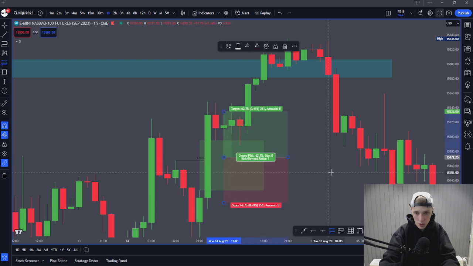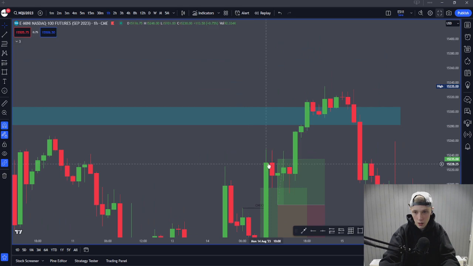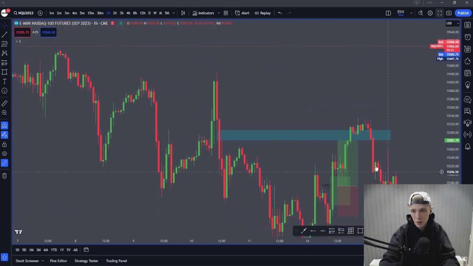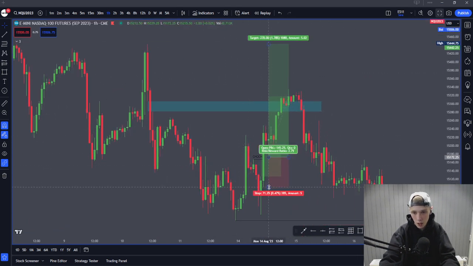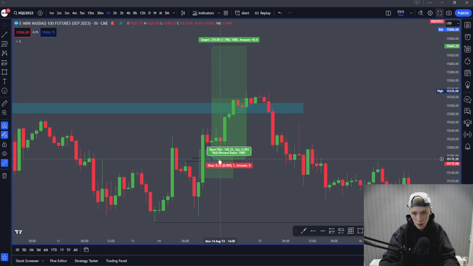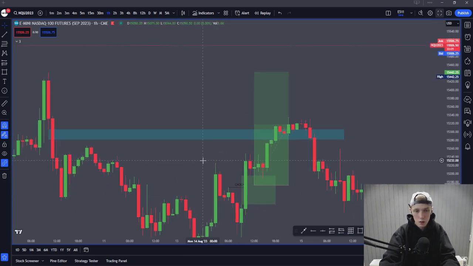You would enter right here, stop right here below this candle, and you'd be aiming in this case for this. But if I were actually trading this, I would be aiming for this, and I would kill half of my contracts at this SIBI and then put my stop at break even once we tap this SIBI. That's what I would do if I were trading this. This was at PM session, so I wouldn't have taken this.